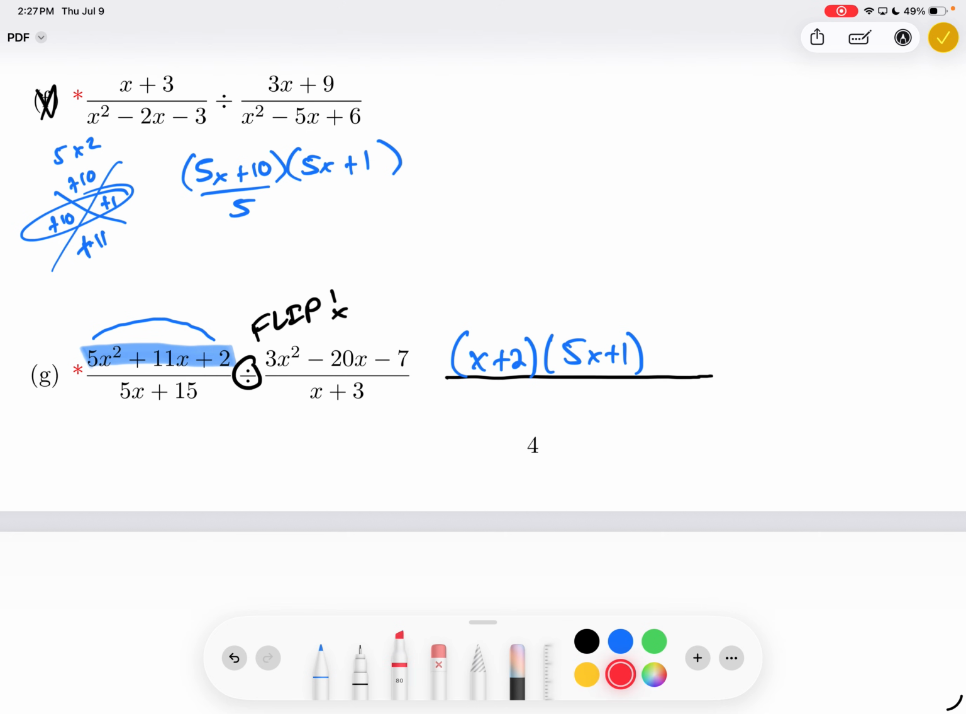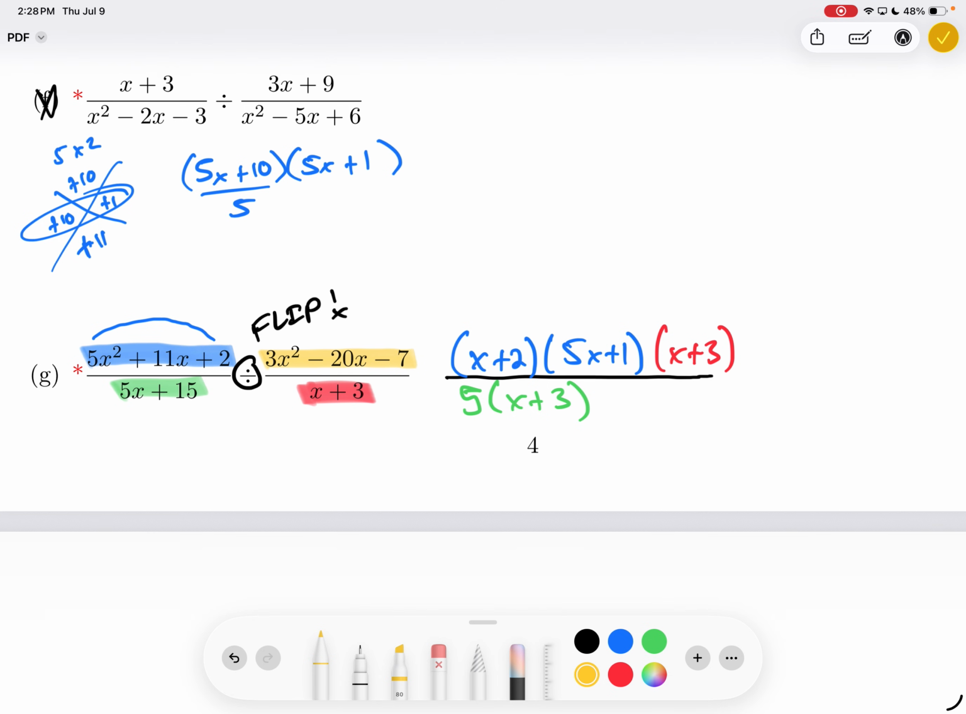All right, upper right. X plus 3. Okay, bottom left. Looks like I could factor out a 5. Bottom right would be this one. Okay, remember you flip them.